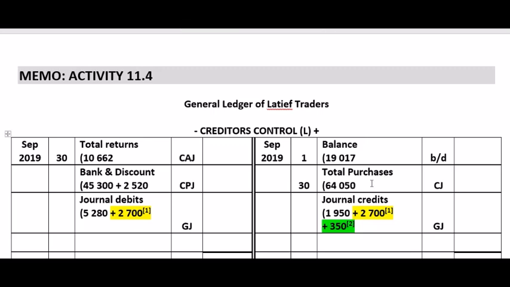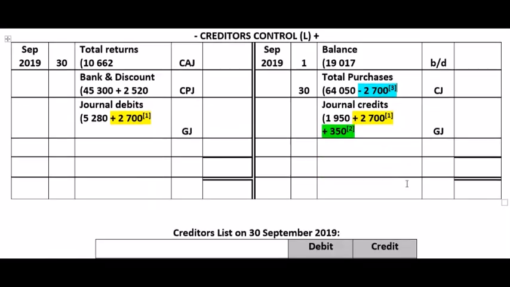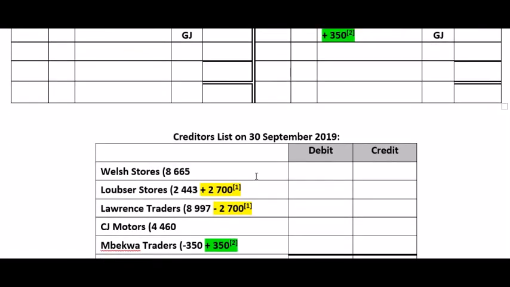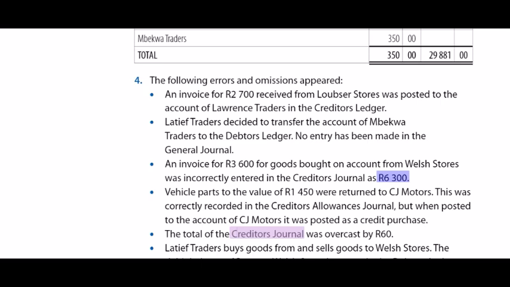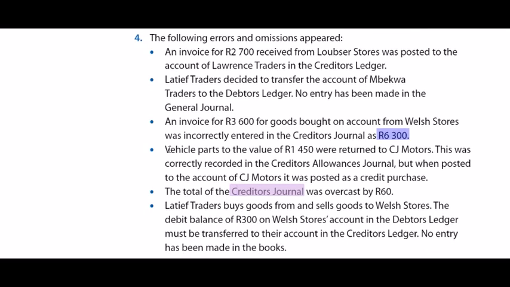So your total purchases value must be decreased by 2,700 Rand because it was overstated, and Welsh Stores account must also be decreased by that 2,700 Rand in your list. Then the next adjustment entry, number 4, said vehicle parts to the value of 1,450 Rand were returned to CJ Motors. This was correctly recorded in the CAJ.